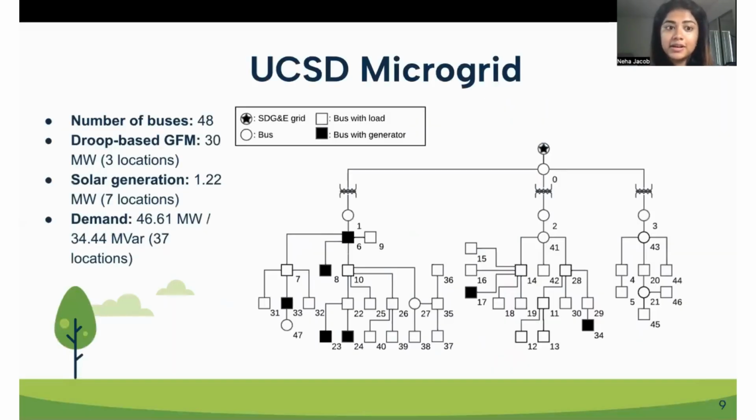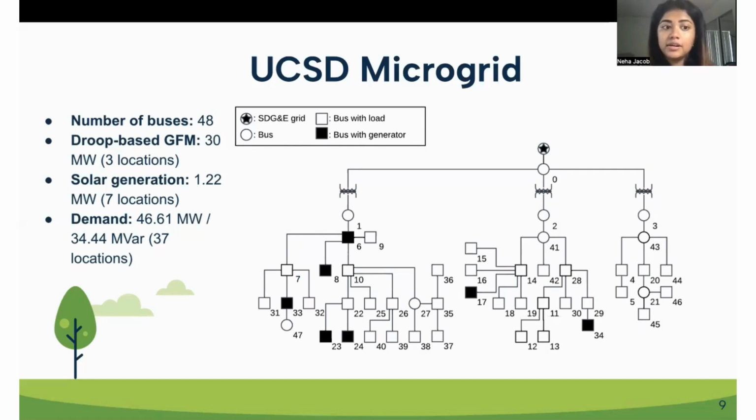So in terms of our methodology, we've been working with the UCSD microgrid. So a little bit of context, this was modeled by our postdoc, Kohei, and it consists of 48 buses. So buses are the squares on this diagram, and it basically signifies the conductors or connection points within your nodes. It can have loads as well.